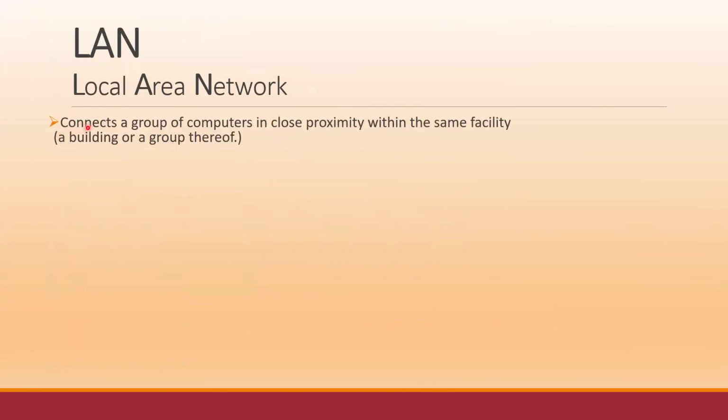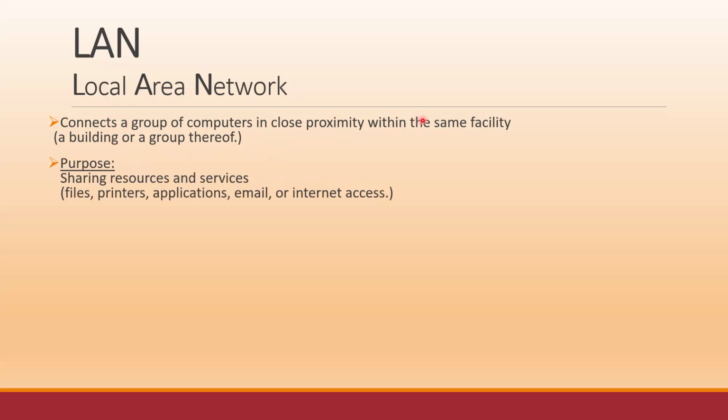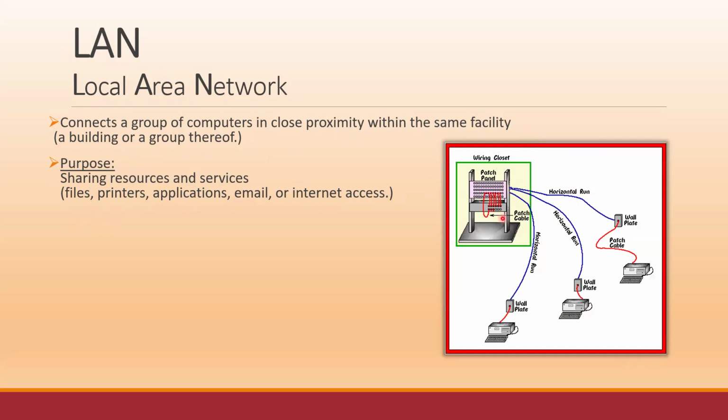A local area network connects a group of computers in close proximity within the same facility. I wrote it down myself. My mom didn't help me. Usually it will be a building or a group of buildings or such. A local area network is small compared to other networks. The purpose of a local area network, LAN, is sharing resources and devices such as files, printers, applications, email, or internet access. Simple. That's what a local area network connection would look like.